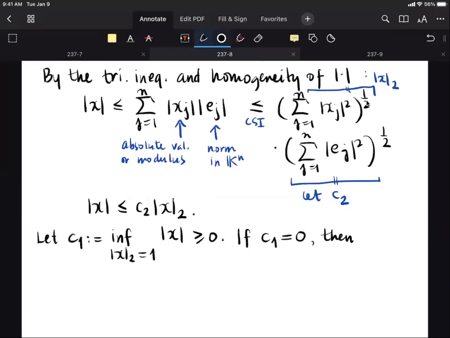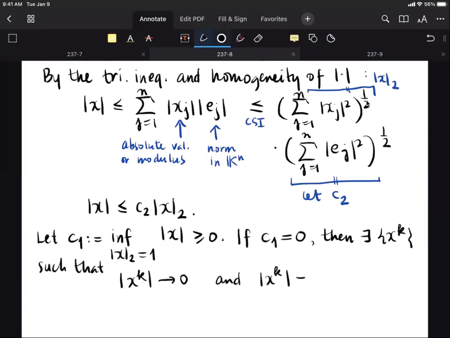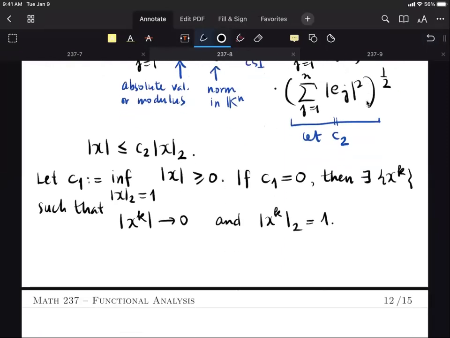Then there must be a sequence, let's say X sub K. Okay, and we denote it by a superscript to distinguish it from the subscript for the components. So there's a sequence such that this one tends to 0, and the Euclidean norms are all equal to 1. So we have here a bounded sequence.